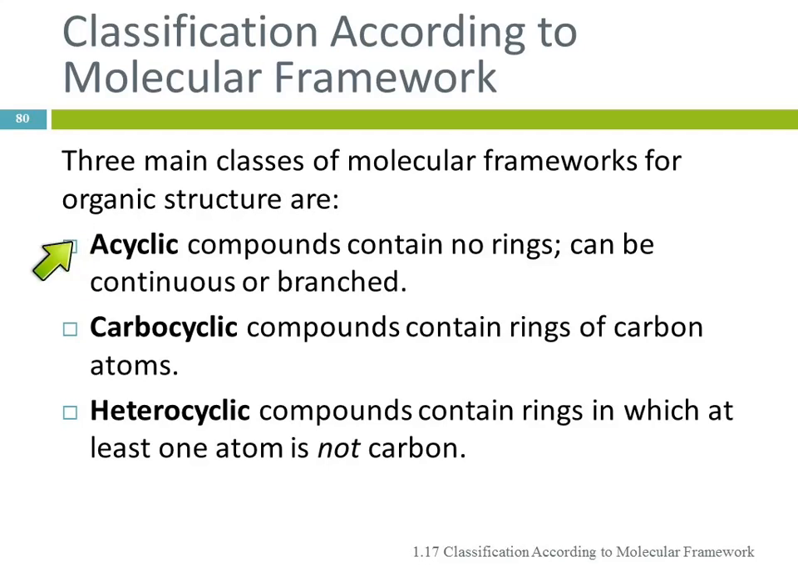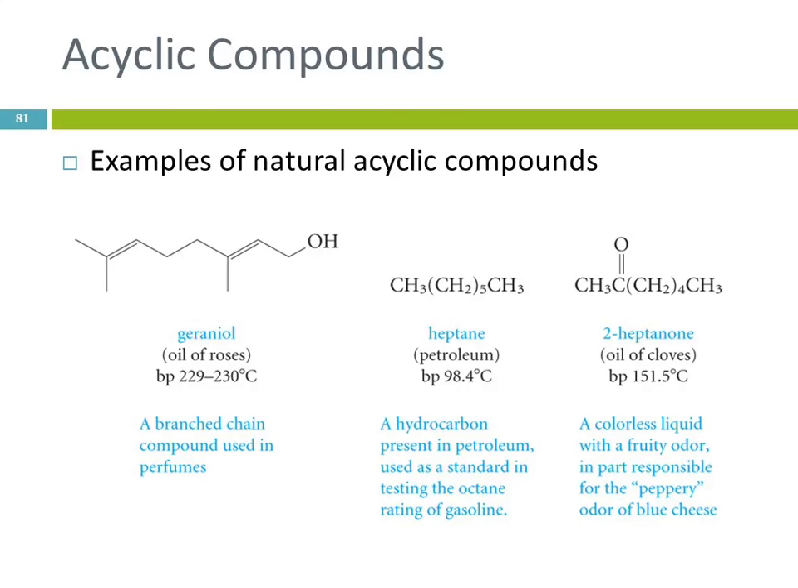Acyclic. A is a prefix meaning without, and that means these compounds contain no rings. The carbon chains could be straight or they could be branched, but there are no rings or loops in them. Carbocyclic compounds contain rings of carbon atoms, and heterocyclic compounds contain rings which have at least one atom that is not carbon. Hetero is a prefix that means different. Carbo refers to carbon. So carbocyclic, cycles or rings of carbon. Heterocyclic, more than one kind of atom in there. And we'll look at some examples here.